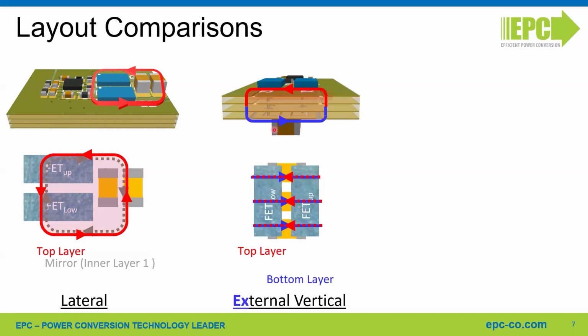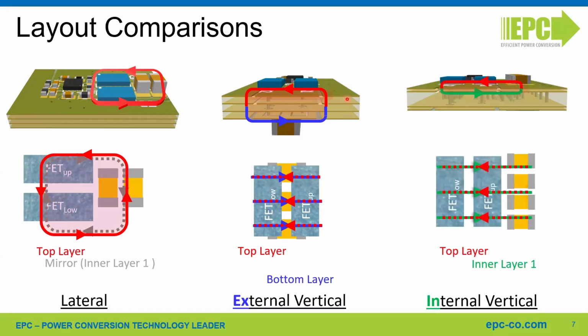Then we have the external vertical layout. It's also very popular if you can use two side components. So you have the bypass capacitors on the other side of the PCB, and the power FETs on the top side of the PCB. And then this is the internal vertical layout. So you have all the devices on the top layer in line: low side FET, high side FET, bypass capacitors. And the return path is in the first inner layer of the PCB. So in this example, we used a 4-layer PCB.